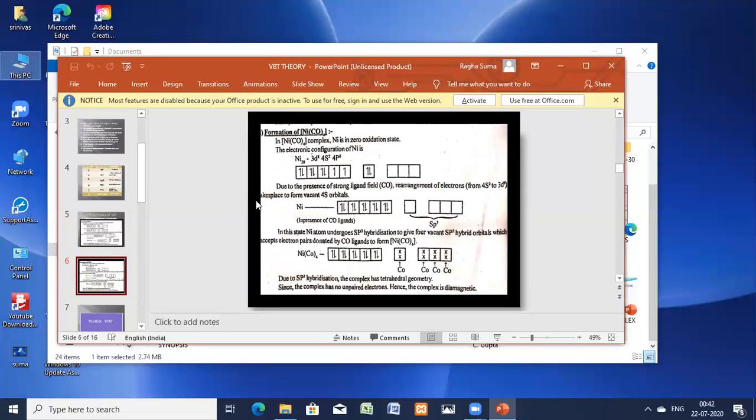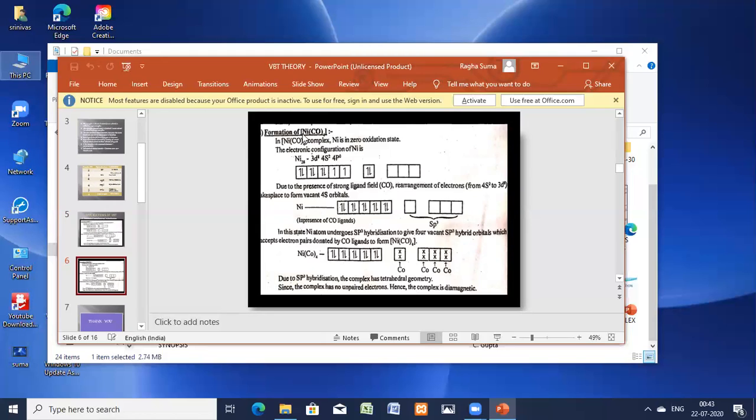Now we'll see a very important complex, the formation of the nickel tetracarbonyl complex. This is a neutral complex. Is there any charge over here? No. So it is a neutral charge complex. If it is plus, it is a cationic complex. If it is minus, then that is an anionic complex. If it is 0, no charge, then that is a neutral complex.